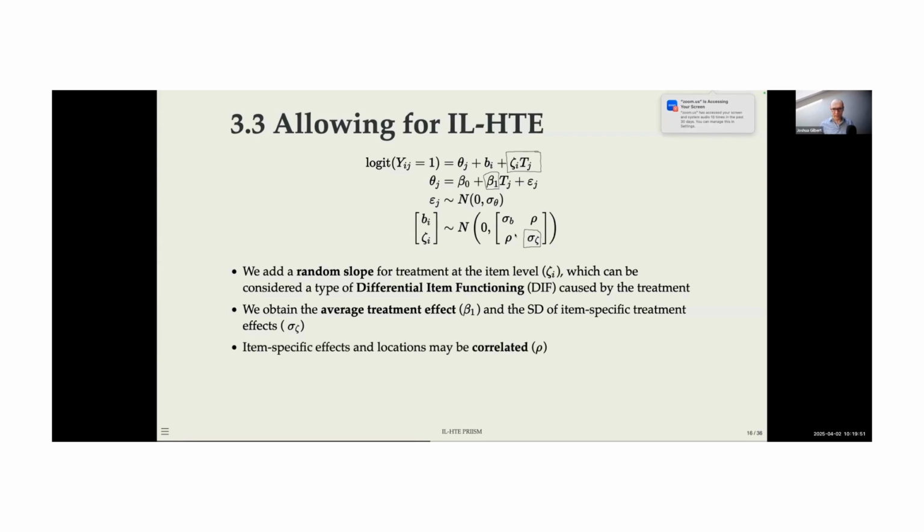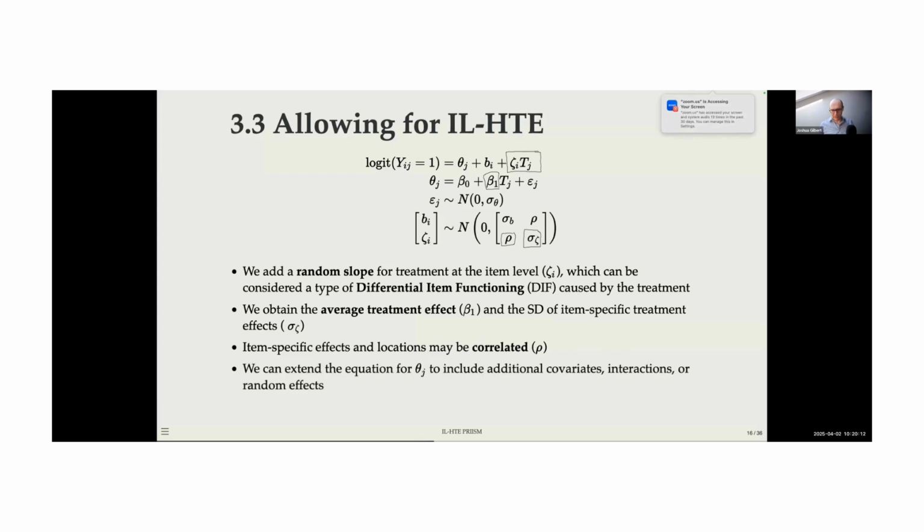And importantly, that may be correlated with the item's easiness parameter. Maybe my treatment is really good at teaching easy content, but not hard content, or vice versa. So we can immediately start to explore how these treatment effects may vary at the individual item level.